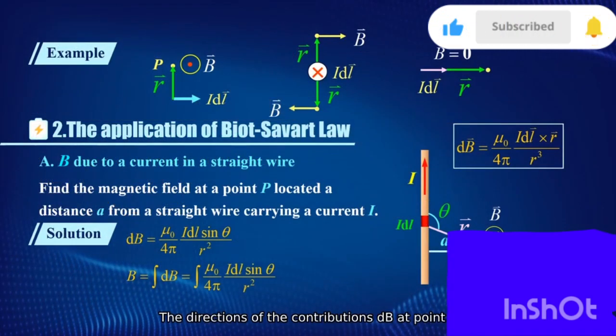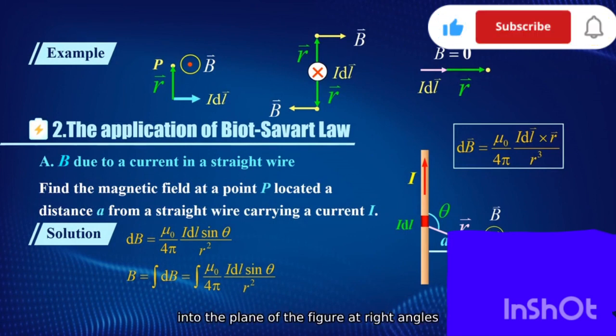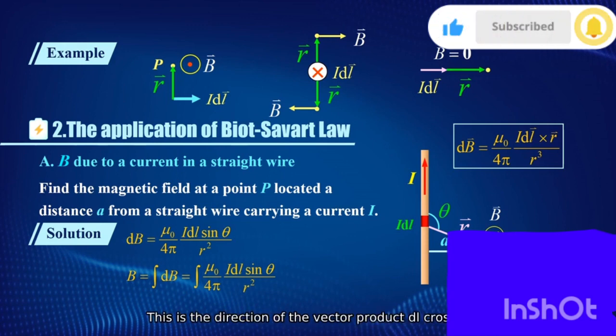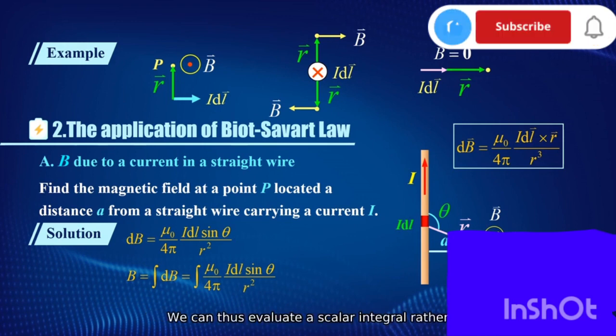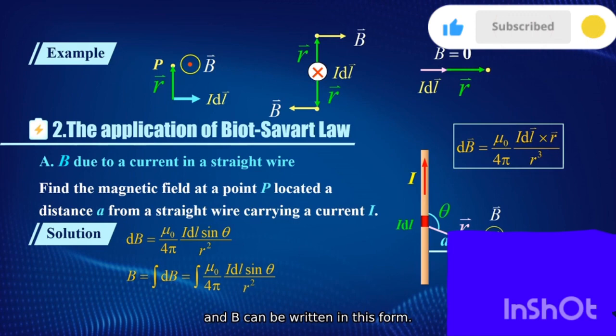The directions of the contribution dB at point P for all elements are the same, namely into the plane of the figure, at right angles to the screen. This is the direction of the vector product dl cross r. We can thus evaluate a scalar integral rather than a vector integral, and B can be written in this form.